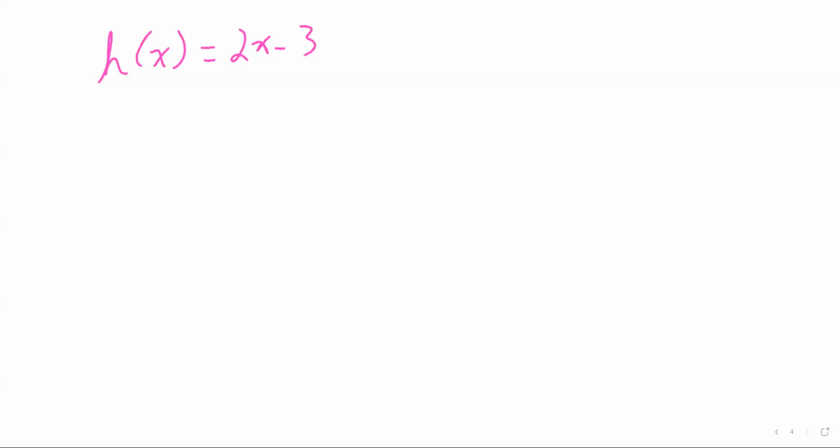So that's 2x minus 3, or h of x equals 2x minus 3. P of x equals 1/2 x. And here's the challenge. G of x equals x squared. I know we only have 2 minutes, but challenge yourself. Go ahead.